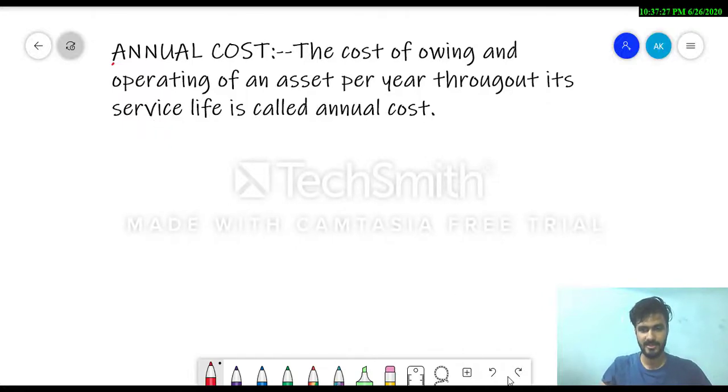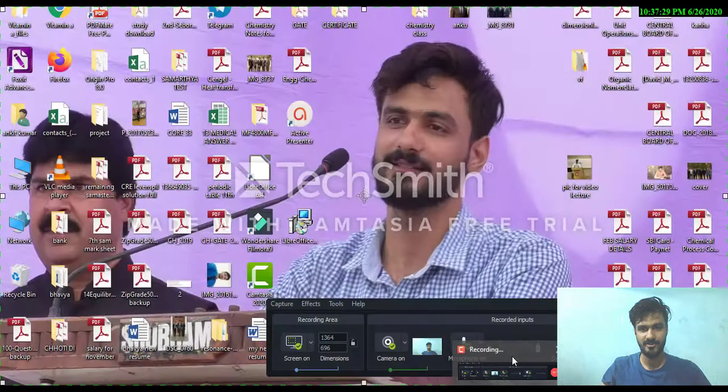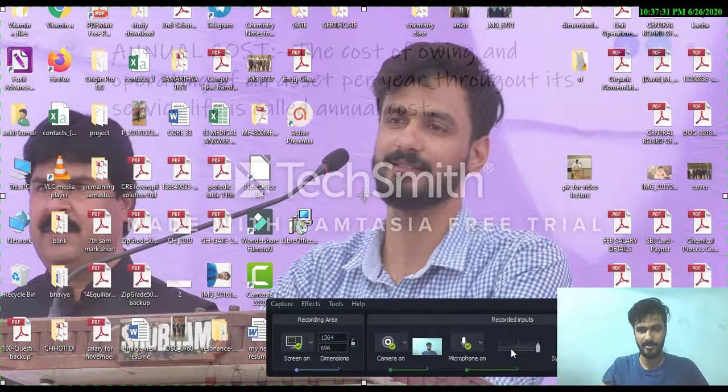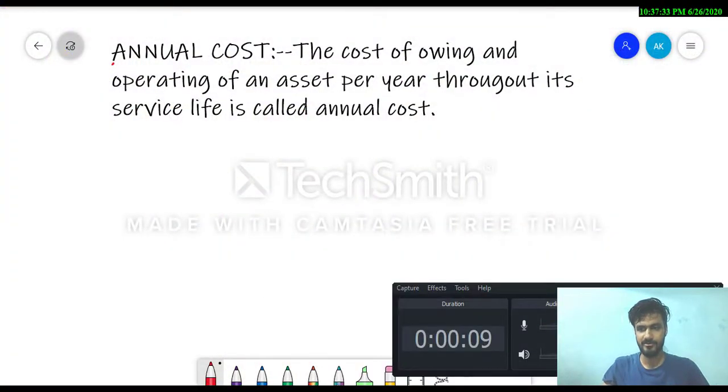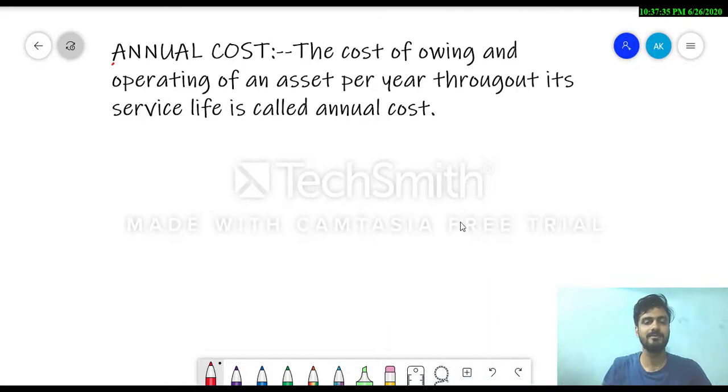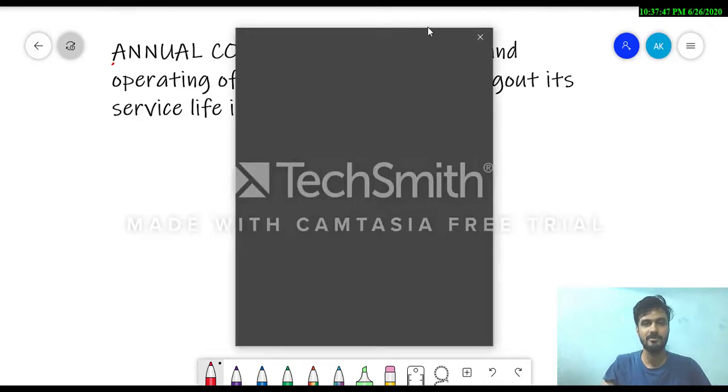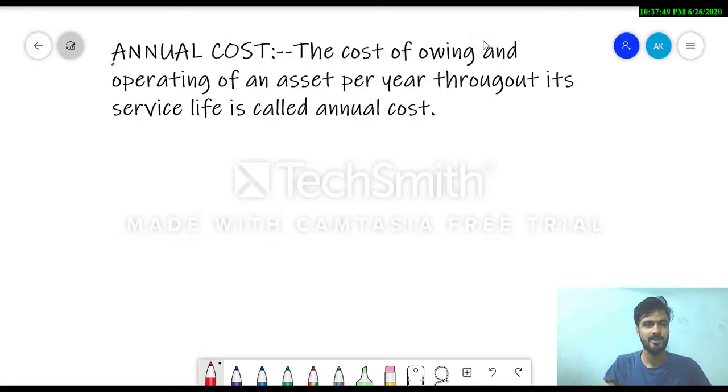So my dear student, in this lecture I am going to teach you about the annual cost method for the profitability calculation. Already I have discussed the various types of methods for profitability calculation, just like the rate of return method, payback period method, and NPV method. Here I am going to discuss the annualized cost method for the profitability calculation. So here I have written annual cost.